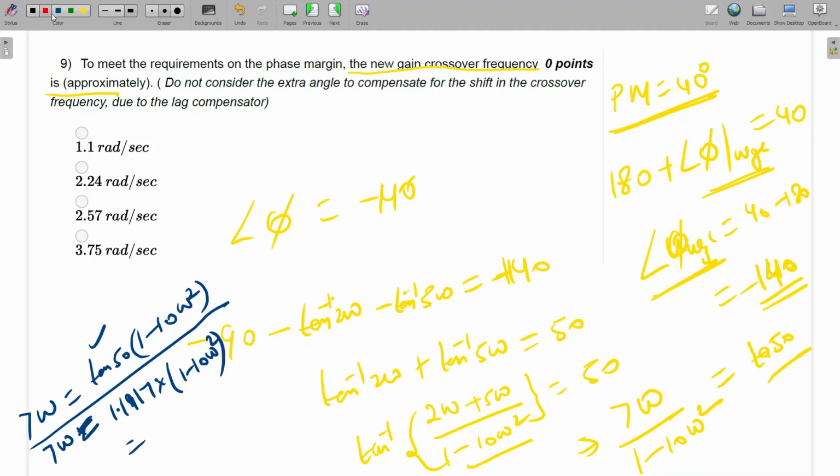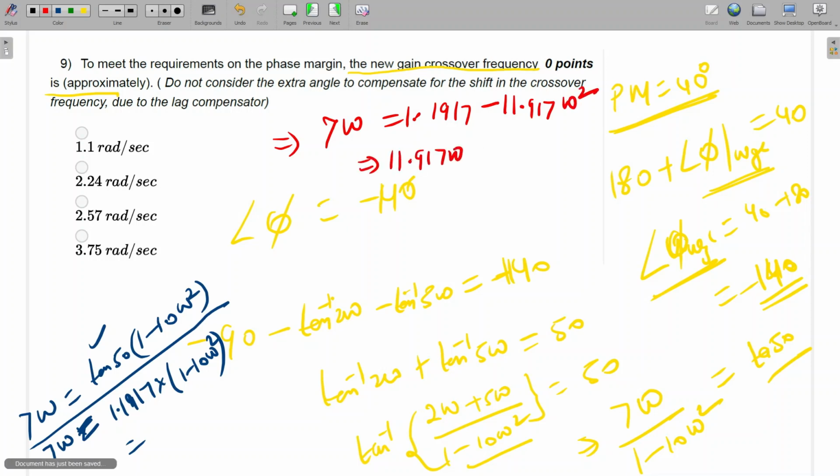So this equation I am writing here: 7 omega equals 1.1917 minus 1.1917 into 10 into 10 omega square, which is 11.917 omega square. So 11.917 omega square plus 7 omega minus 1.1917 equal to 0. Is it correct? Any mistake is there? This calculation is correct only.